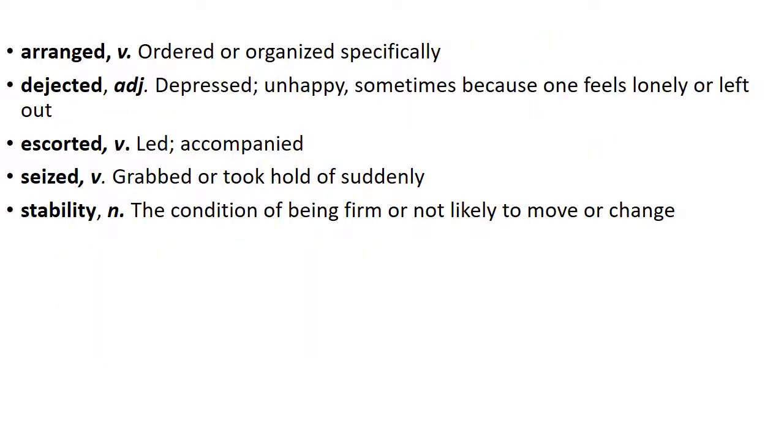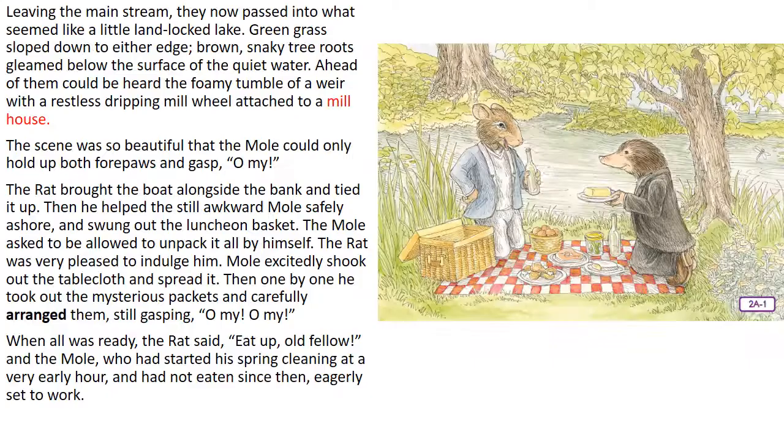Here are several words for you to pause and review. They'll be found in the story: arranged, dejected, escorted, seized, and stability. Sometimes it's good to have the vocabulary up front for words that might be new or challenging, especially to make sure we know what the definitions are as we go into reading. Always read with the dictionary.